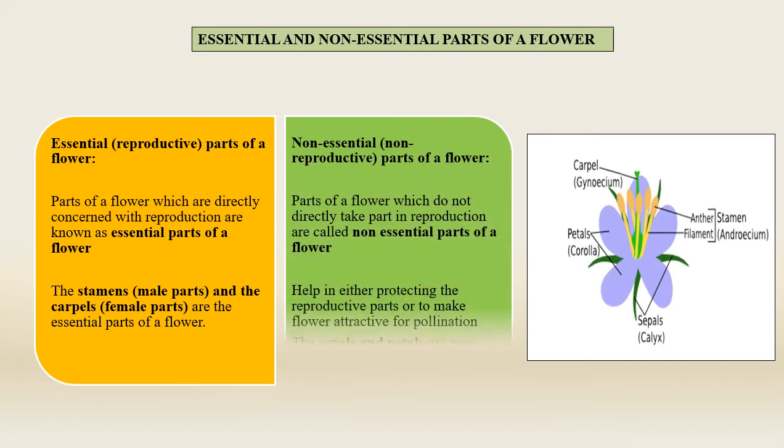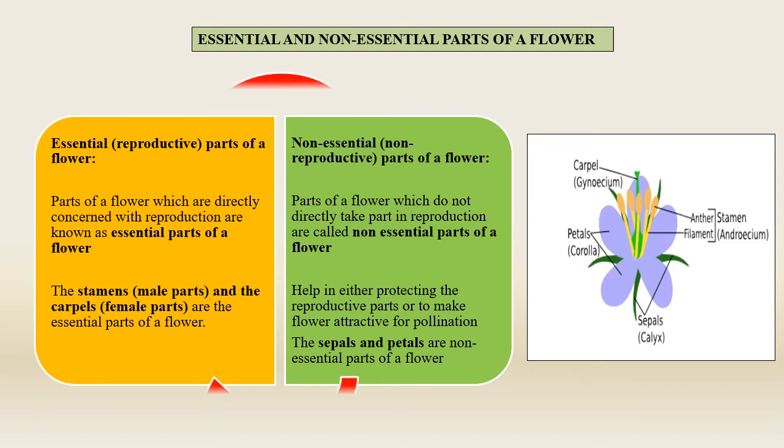Non-essential, non-reproductive parts of a flower. Those parts of a flower which do not directly take part in reproduction are called non-essential parts of a flower. They simply help in either protecting the reproductive parts or making the flower attractive for pollination. The sepals and petals are non-essential parts of a flower.